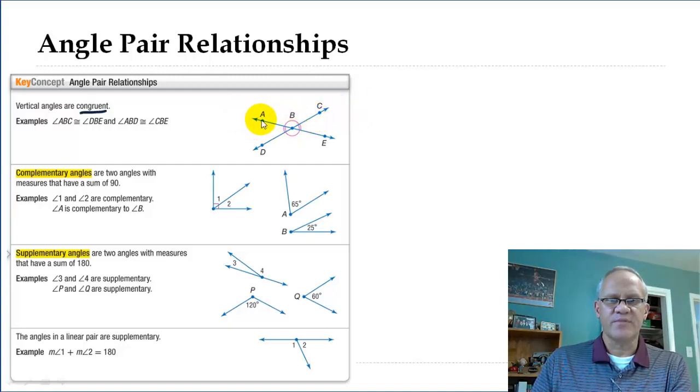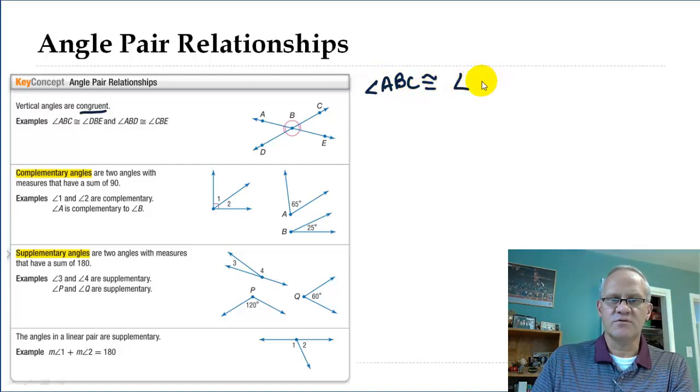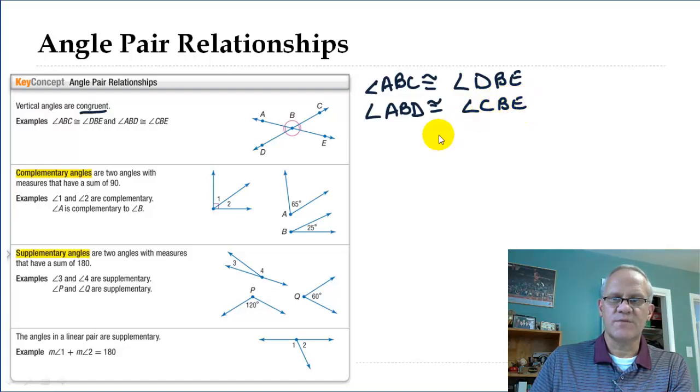So in this case, angle ABC is congruent to angle DBE. And also these other ones here, angle ABD is also congruent to angle CBE. Okay? All right, next, complementary angles.